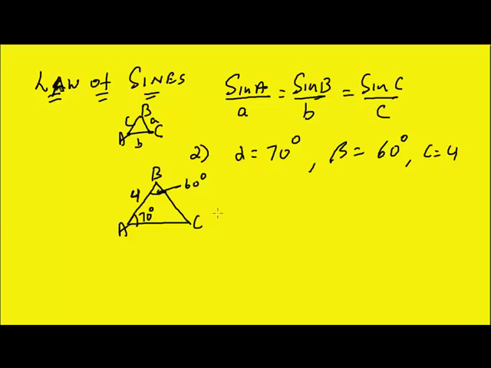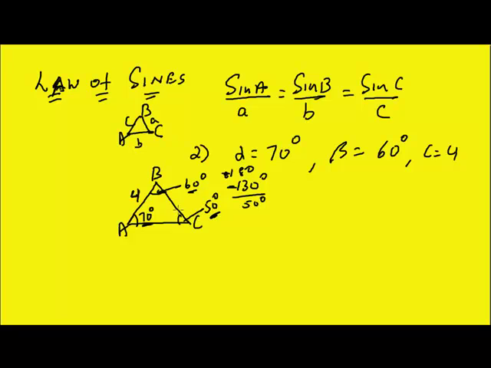We know these two angles, 60 and 70, so we need to find out what that third angle is. All we're going to do is add 60 and 70, which is 130, and then subtract that from 180. So 180 minus 130 gives me 50 degrees. So this is 50 degrees. As soon as you know this angle, you can use the law of sines.